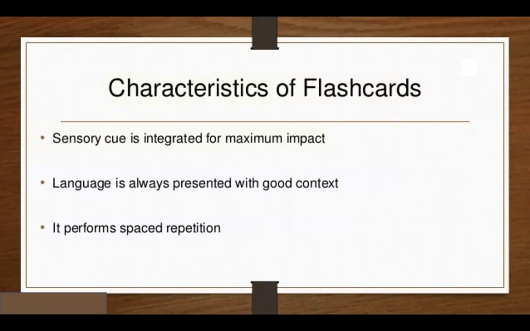The characteristics of flashcards: sensory cue is integrated for maximum impact, because I draw, I make design, whatever is helpful for me to remember that, I do that. So sensory cue is integrated for maximum impact. And language is always presented with good context. Sometimes the word that is used in your book may be very difficult for you to remember. So what you can do, you can use the simple word. You can use your own vocabulary. You can use your own word to understand a concept or something.